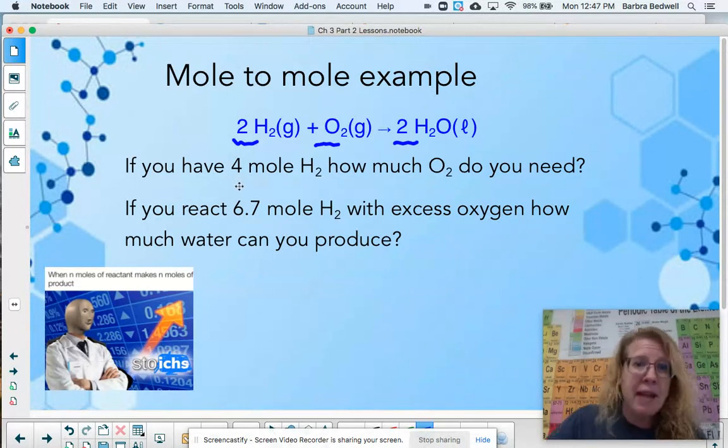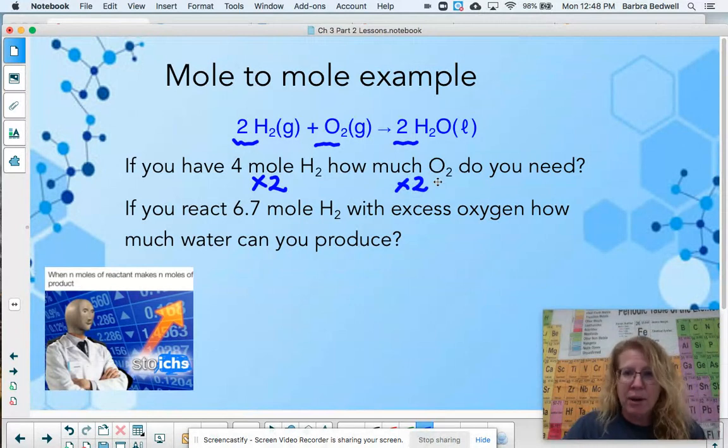Well, I'm scaling my recipe, right? My recipe starts with 2 moles of hydrogen. If I've got 4, I'm basically doing this, right? I'm scaling it up. So how much oxygen do I need? Well, I need that 1 oxygen times 2, right? I'm doing the scale process. If you get to funkier numbers, though, it can be a little bit more awkward, right?